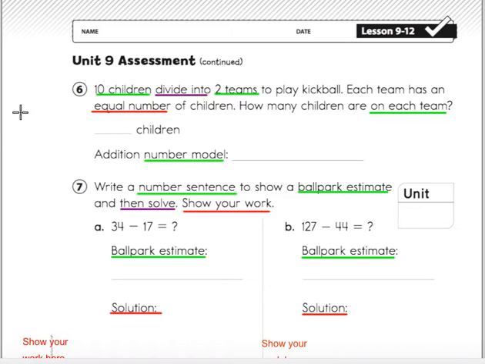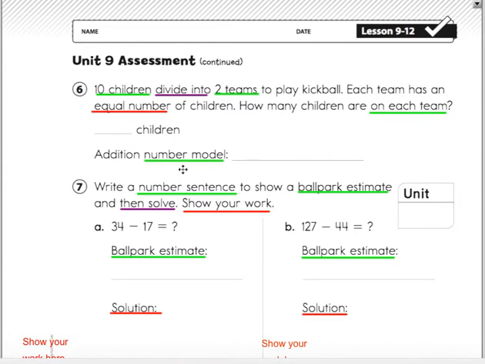Could you do a number array right here to draw that out? Yeah, that would work. That would totally work. You could also draw 2 circles here and divide them up. One for you, until you get to 10 if you want. Whatever works for you, I'm okay with. How many children are on one of the teams? Put it right here. That same number should be the same for each team.